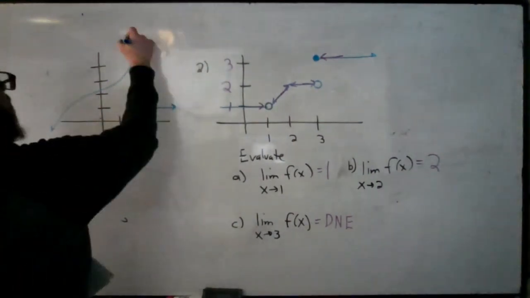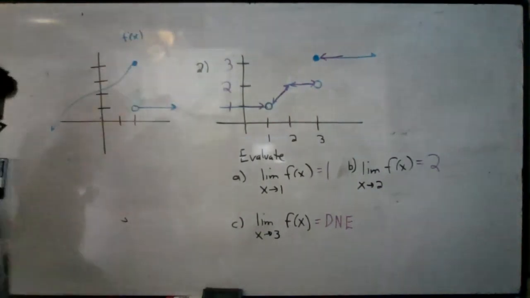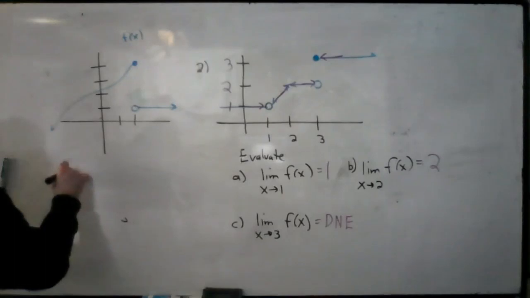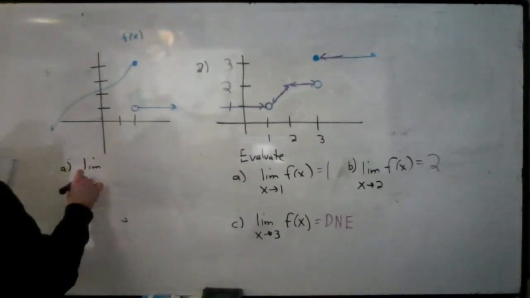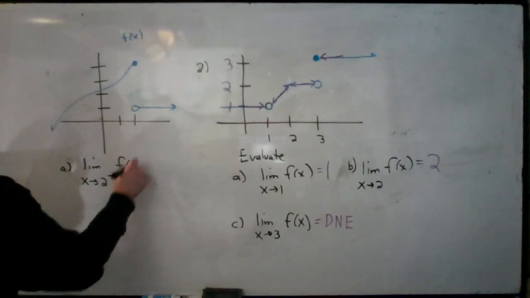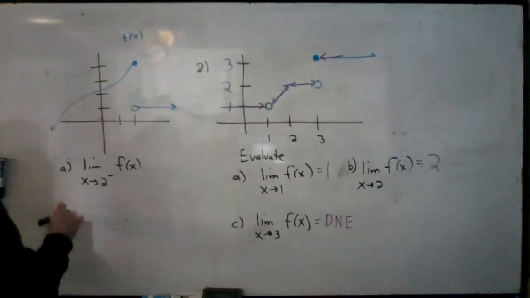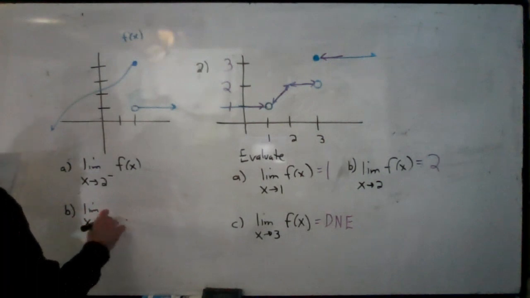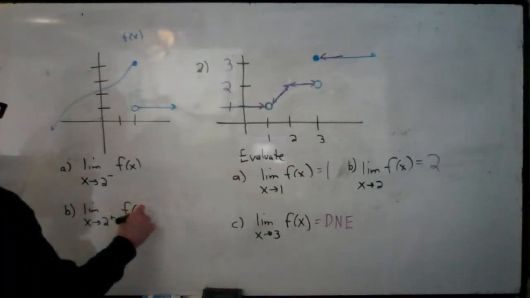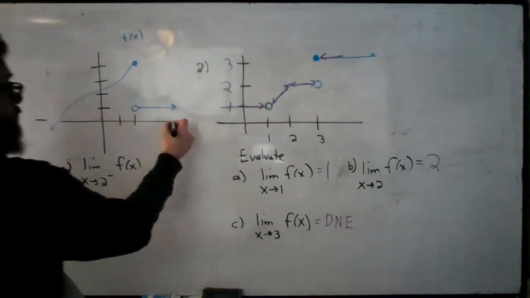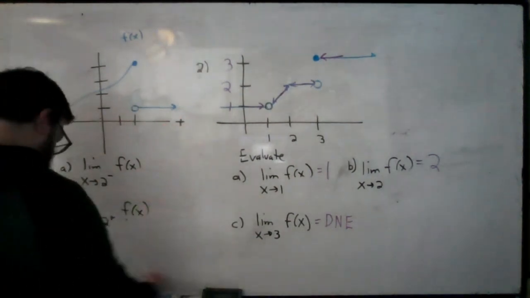So this is going to be our f of x function, which is the blue function. And I want to know what is the limit as, so say A, what is the limit as x approaches 2 from the negative direction of f of x? And then B, what is the limit as x approaches 2 from the positive side of f of x? Negative side means from this negative direction, positive side being from this positive direction.